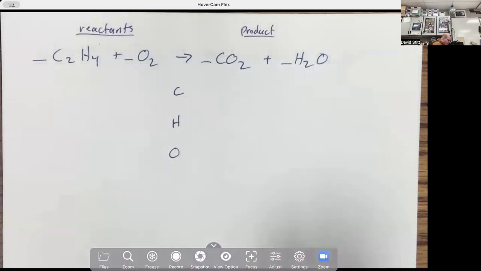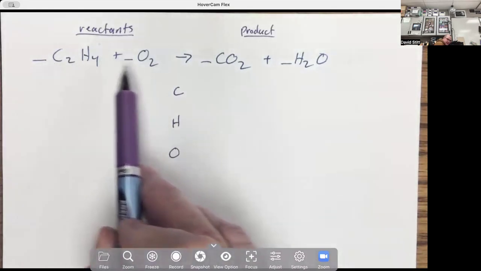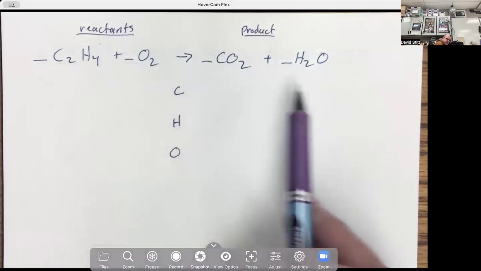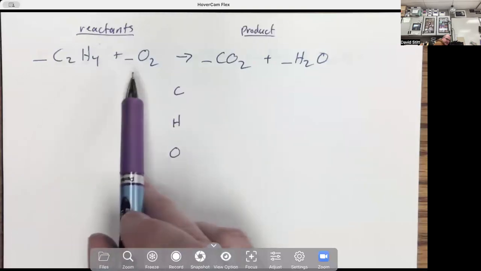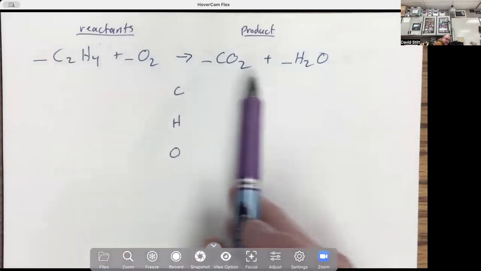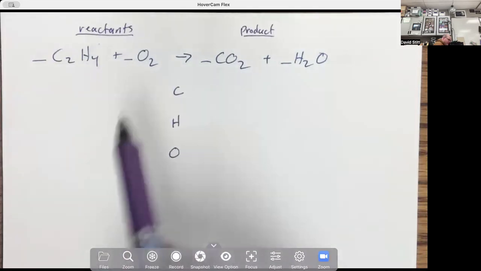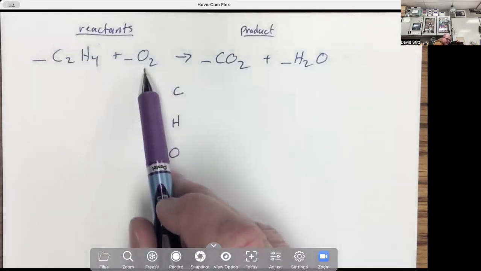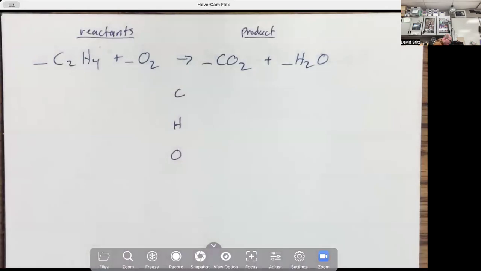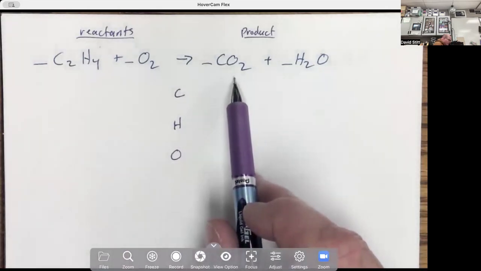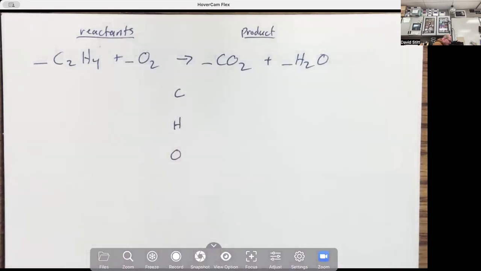I'm only going to worry about one of these at a time. I'm not going to try to balance everything. It gets too complicated. I want to start with the easiest element first. Carbon's in one spot on the reactant side. It's in one spot on the product side. It's going to be easy to balance. Hydrogen is in one spot on the reactant side. It's in one spot on the product side. It'll be easy to balance. Oxygen is in one spot on the left and it's in two spots on the right. Therefore, it's going to be the hardest to balance. We're going to try to leave that to the very end.